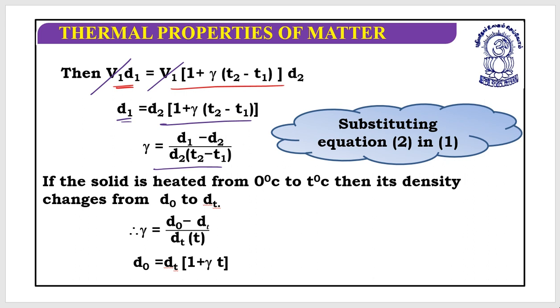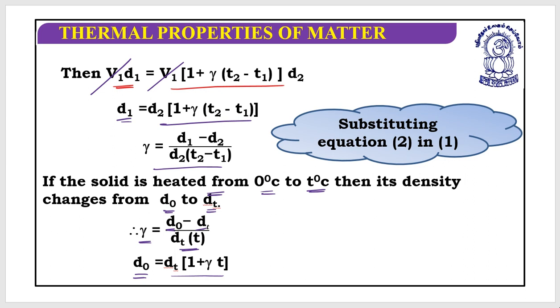Or I should say that if the solid is heated from 0 degree Celsius to T degree Celsius, then its density changes from d naught to dt, and this could be written as gamma equals density at 0 degree Celsius minus density at T degree Celsius divided by density at T degree Celsius into T. So density at 0 degree Celsius equals dt into bracket 1 plus gamma T. I hope this is clear.